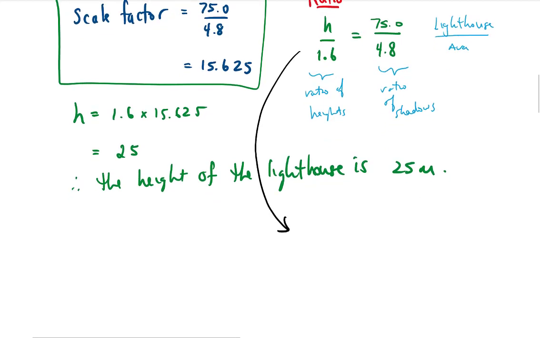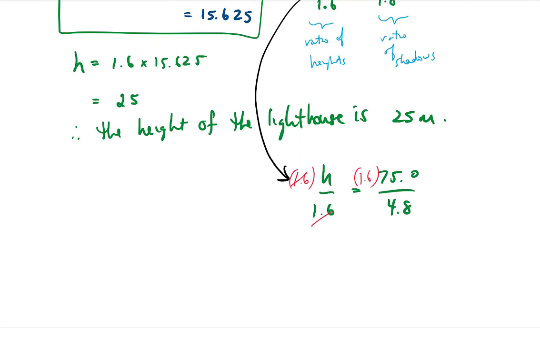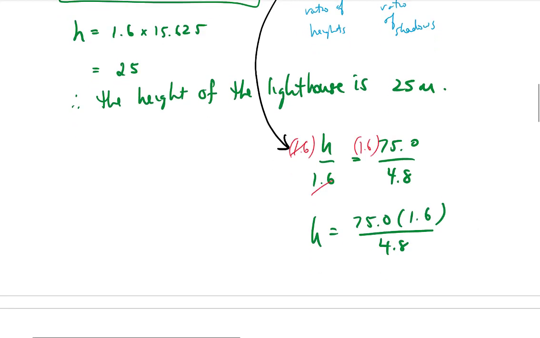So I'm just going to rewrite it down here and show my work. I need to solve for h, so I have h over 1.6 equals 75 over 4.8. To get rid of the 1.6 on the left side, I'm going to multiply both sides by 1.6. And then I can solve for h. So h is going to equal 75.0 times 1.6 over 4.8. And if you solve that, you get h is equal to 25. The same as we did using the scale factor method.